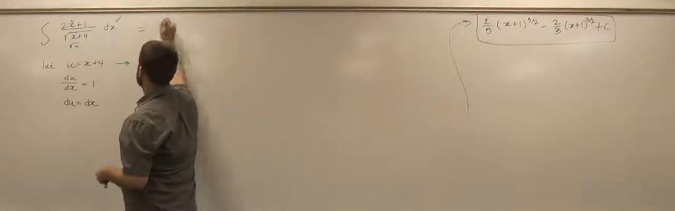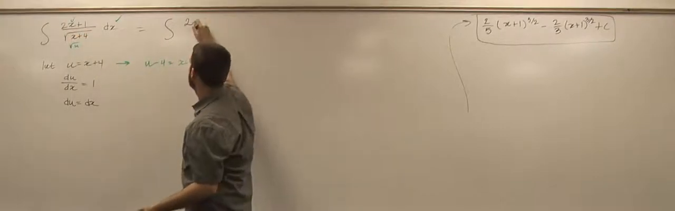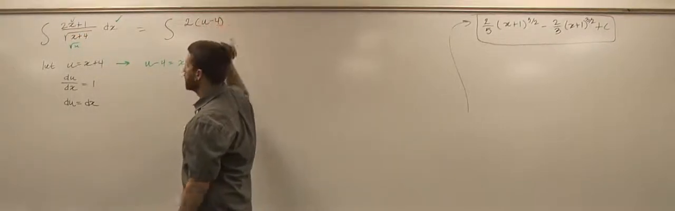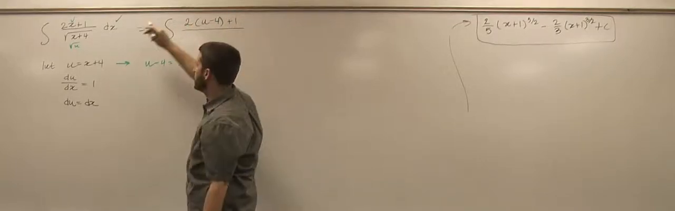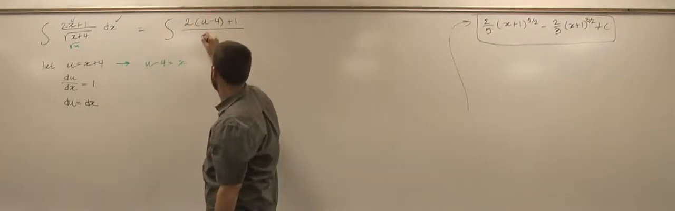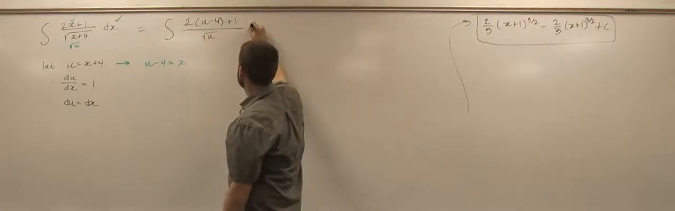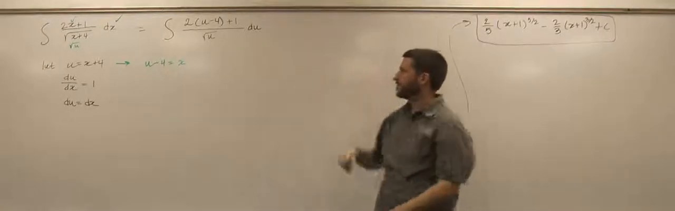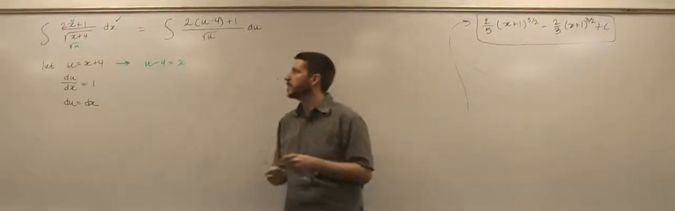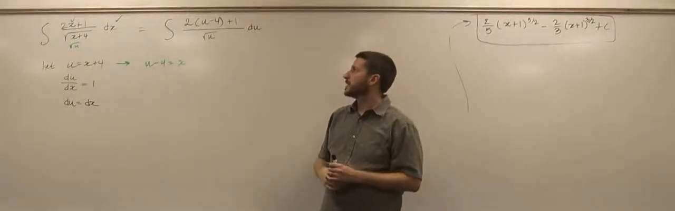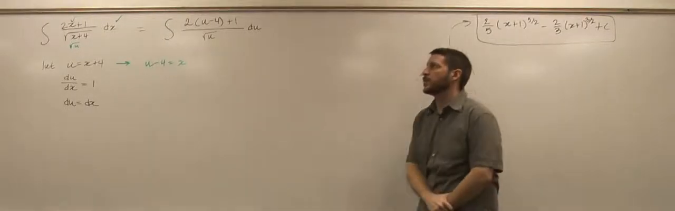So I can change this to the integral of 2, but then instead of x, I'm going to write u minus 4, plus 1. All of this is over root u, and then dx becomes du. And when this looks uglier, it is actually better, because I can divide this root u into everything and simplify my integral a lot.